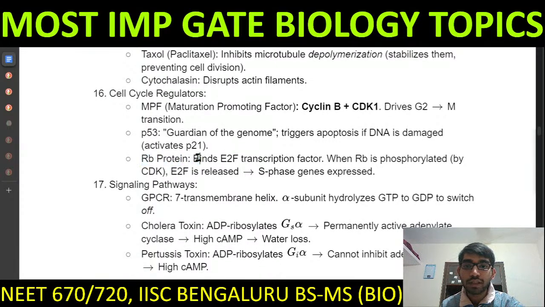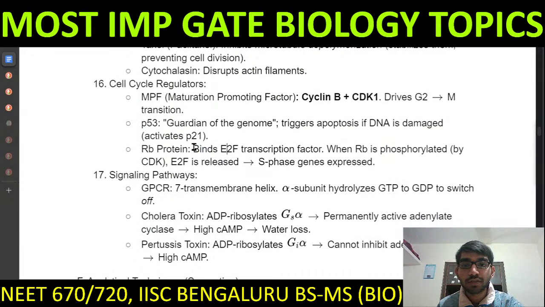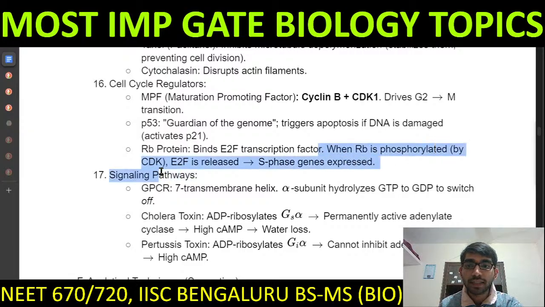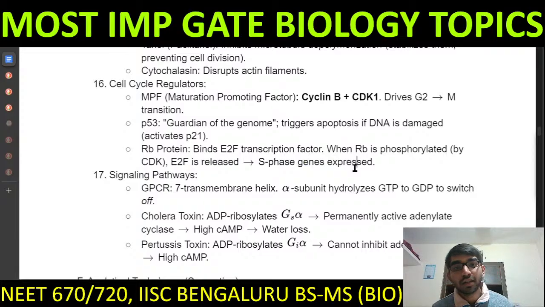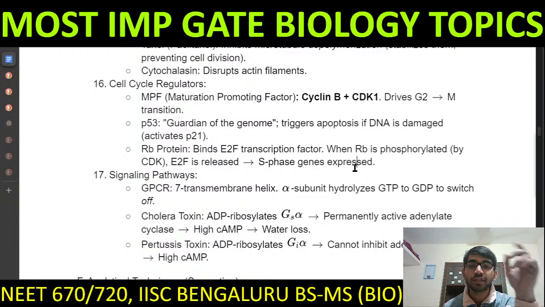Then RB protein is also a tumor suppressor protein, so it binds to E2F transcription factor. When RB is phosphorylated by CDK, then E2F is released and S phase genes are expressed. So to stop the cell cycle, RB should bind to E2F, but if RB is phosphorylated by the CDKs of the S phase, then RB will be dissociated from the E2F, and E2F can go to the nucleus and lead to the expression of S phase genes, which will lead to the transition.